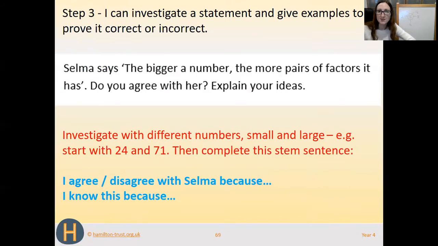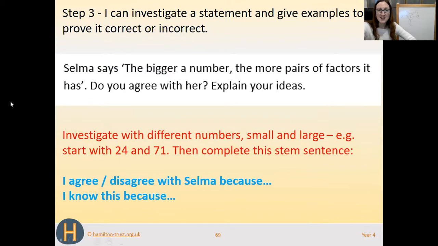Explain your ideas. For this kind of task, you can't just guess and say, yeah, absolutely, she's right. Selma knows what she's doing in maths. You can't just go and have a guess. You need to investigate it, a bit like a detective. You need to work out whether it's true or false.